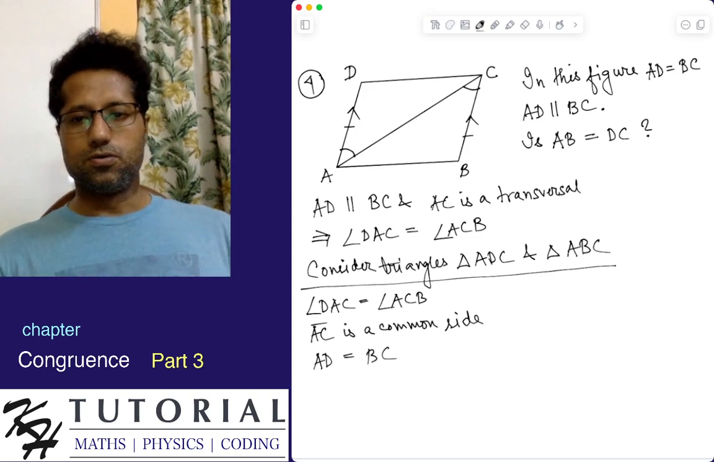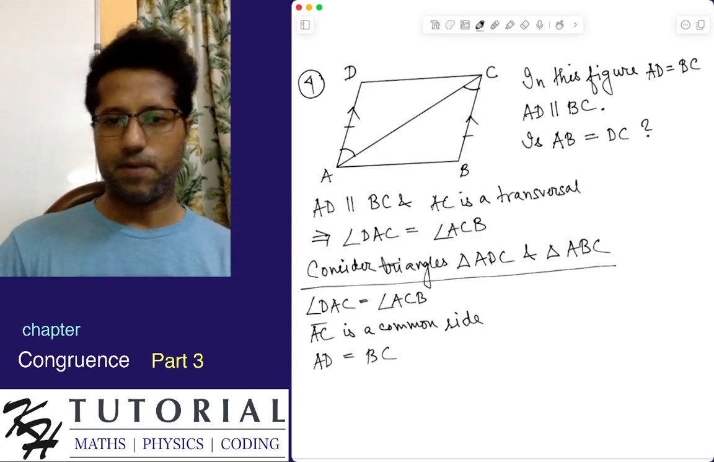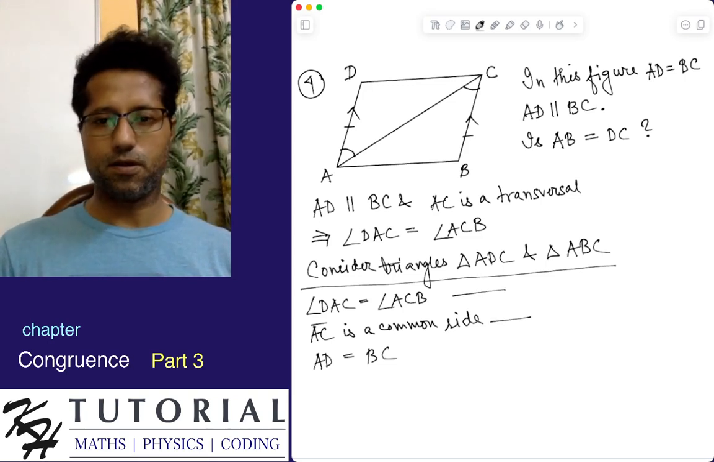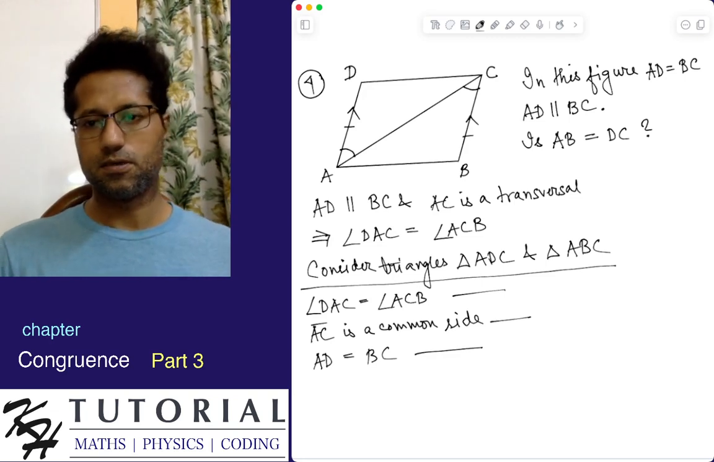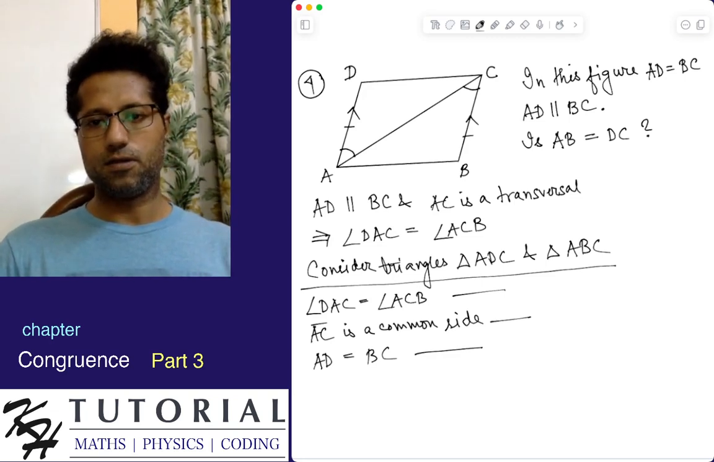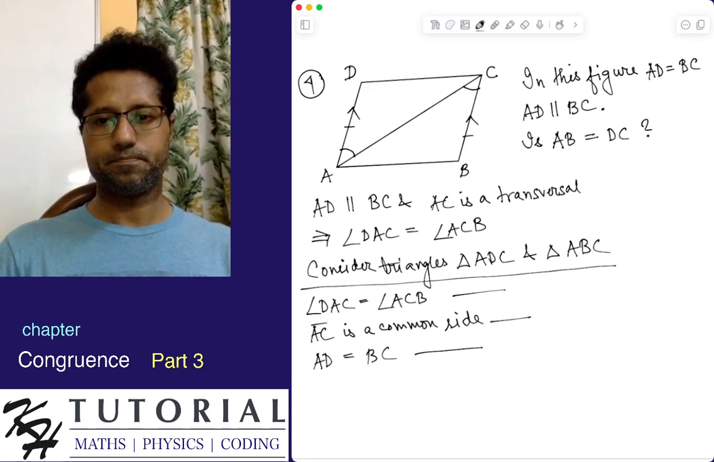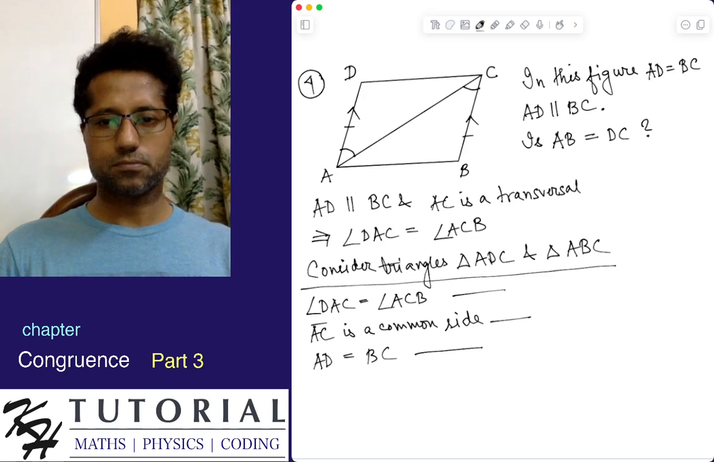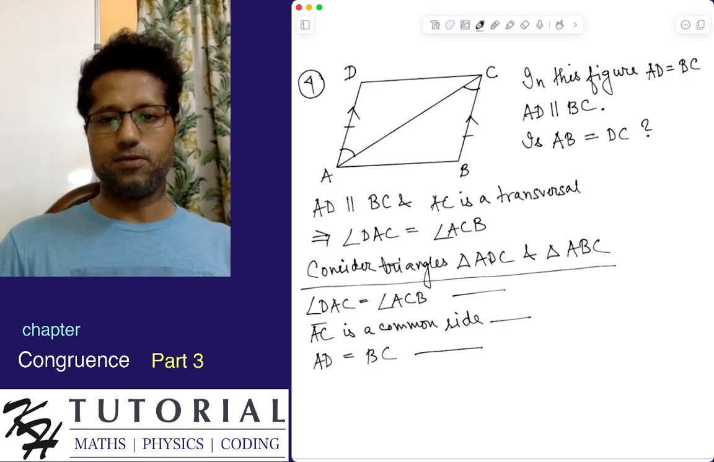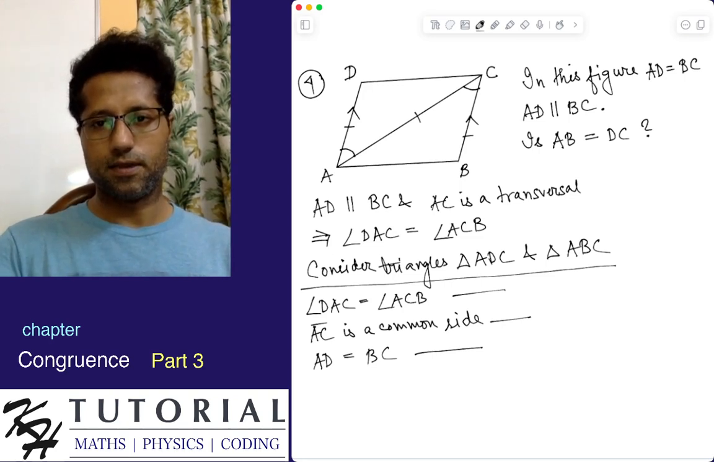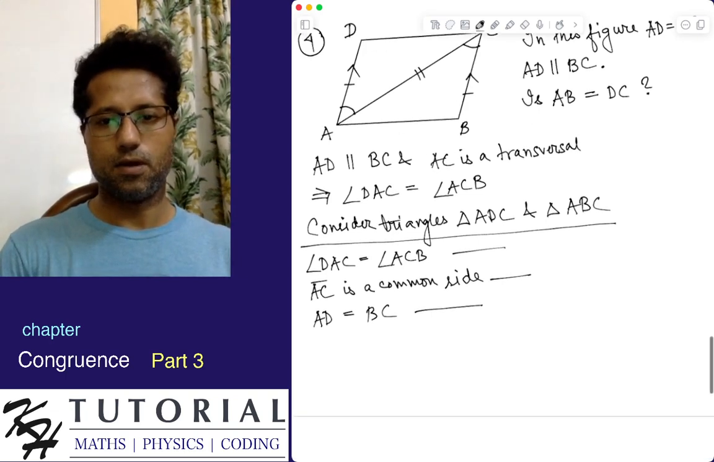Now, we got three pairs of matching parts. This is one pair of matching parts, this is the second pair, and this is the third pair. One pair of matching parts is the angle DAC equal to angle ACB. We have AC as the common side. And also we have AD equals BC.